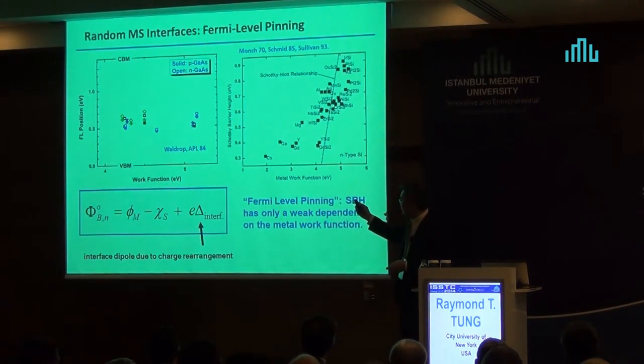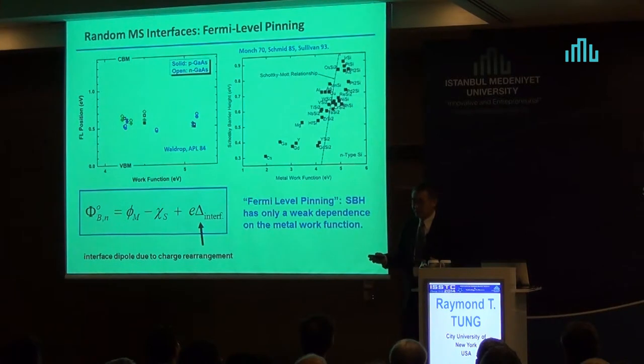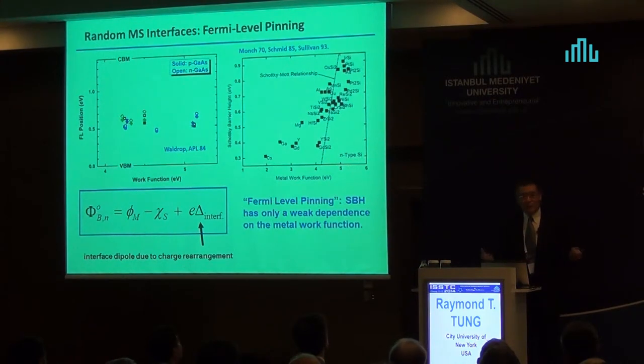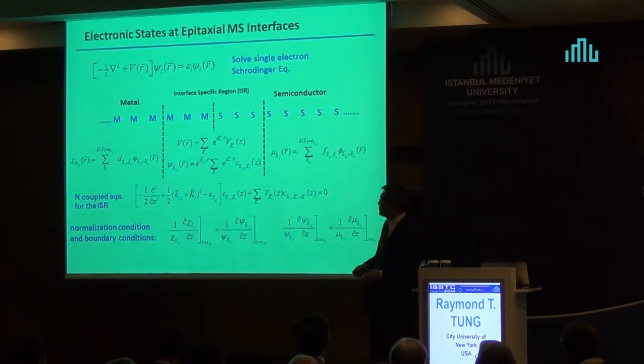So whatever is represented by a single dot on these plots actually represents a range of barrier heights, and what is being measured is only a statistical average of a range of Schottky barrier heights. Once you realize that, then you know that Fermi level pinning is not a good way to describe these experimental findings. What is more important is to understand why the barrier height depends on the interface structure. So for that, we have to go into a little detail of how interface states are envisioned to form quantum mechanically.